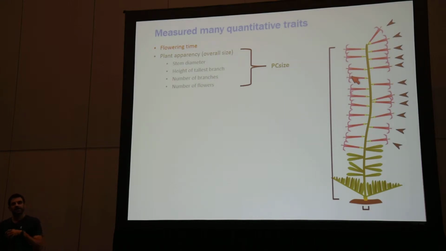They planted these individuals into a field population in the Front Range hybrid zone. They measured a whole bunch of traits, including flowering time, and a bunch of traits which I'm going to collapse using a principal component analysis into an overall size descriptor. So, what does the pollinator see when it enters the field?